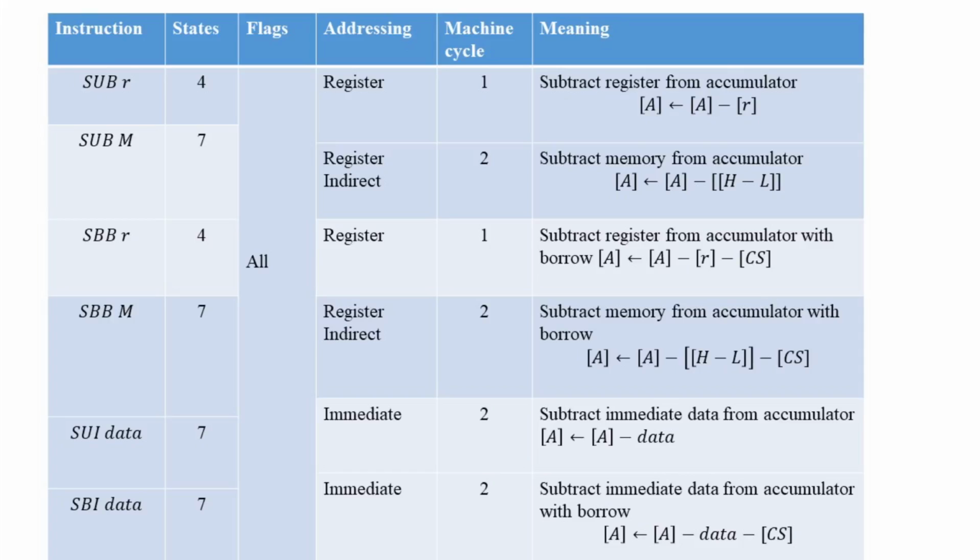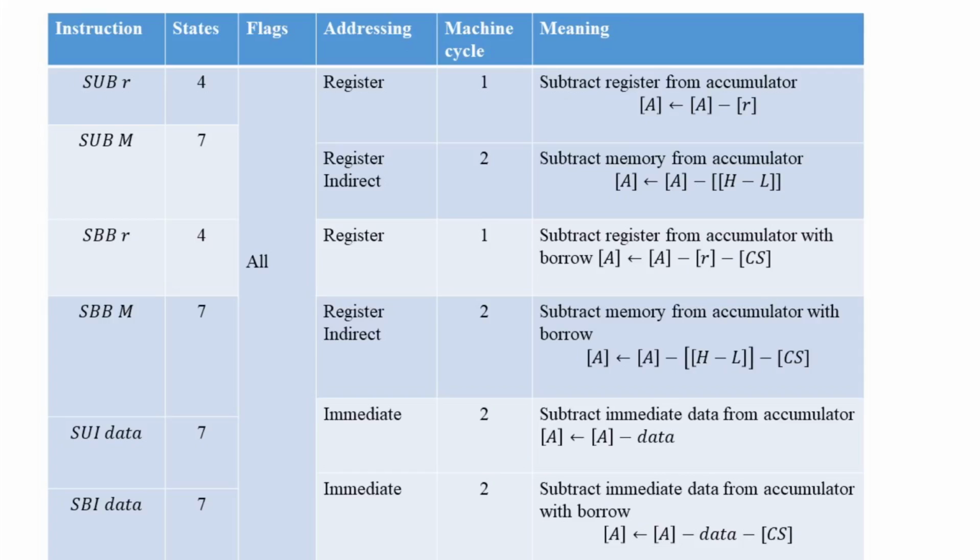First one is SUBR and SUBM. SUBR means subtract the register from accumulator, which means the content of the accumulator minus the content of any register, and the result is stored in the accumulator. Okay. Then it is the register addressing mode. All flags are affected here. The states are 4. Machine cycle is 1. Then SUBM.